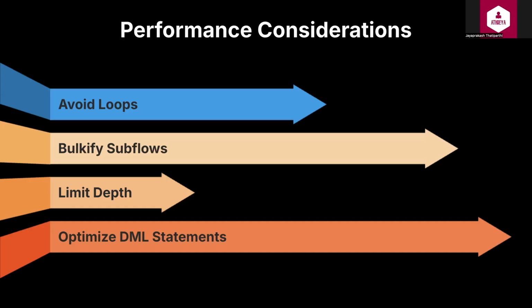Lastly, always look for opportunities to optimize your DML statements. This includes combining updates into a single operation, updating only changed fields, and avoiding redundant writes. These small adjustments can have a significant impact on flow performance, especially in high volume environments. In the next slide, we will explore some common pitfalls to watch out for when designing subflows.